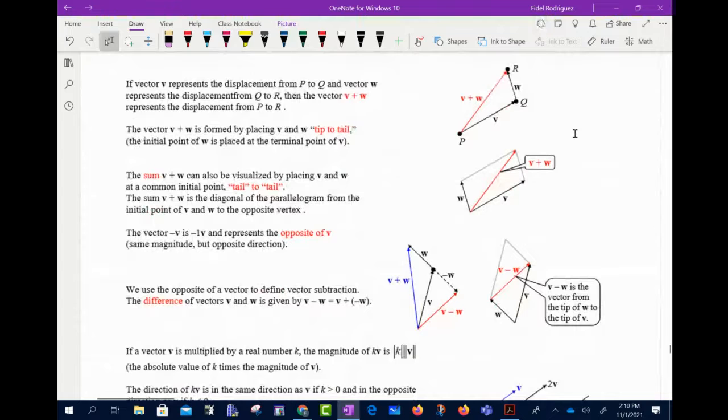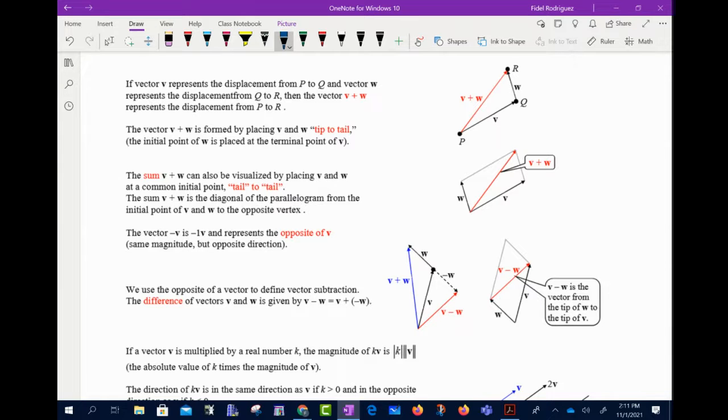Okay, so it says if vector V represents the displacement from P to Q, and vector W represents the displacement from Q to R, then the vector V plus W represents the displacement from P to R. Okay, so let me explain what this means. We can think about it really, really easy though.